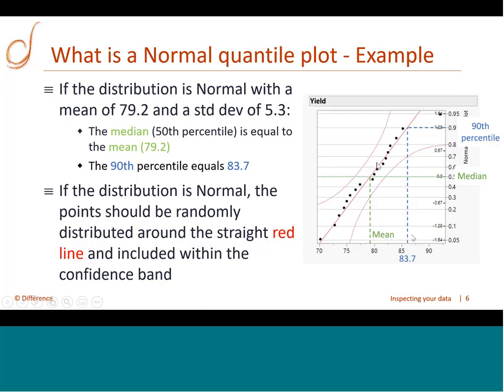So this is how this red line is built. It's assuming we have a normal distribution. What would be the different percentiles? And what you can see is that the data points are following that line, mostly being randomly distributed around the line, which means we have no indication that this data set is far from being normal.